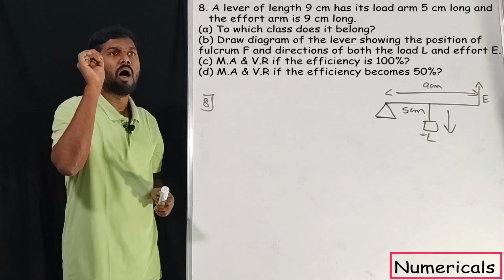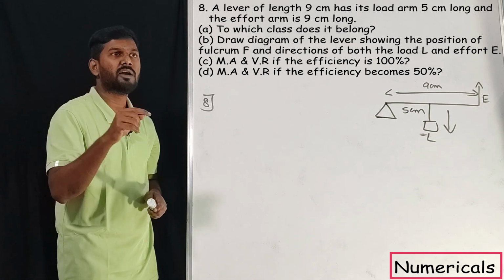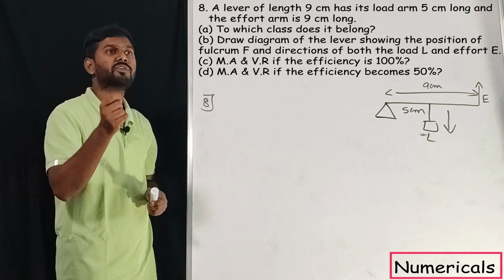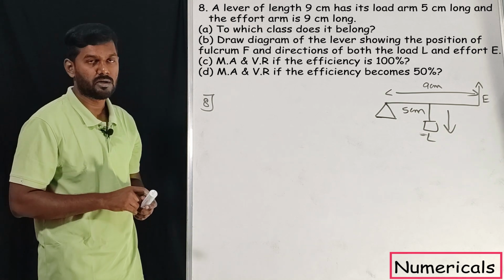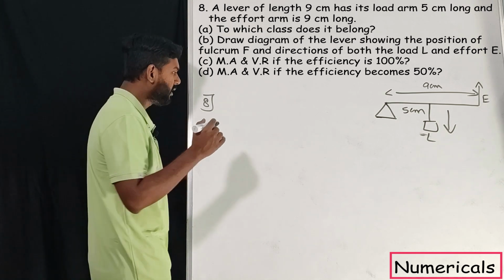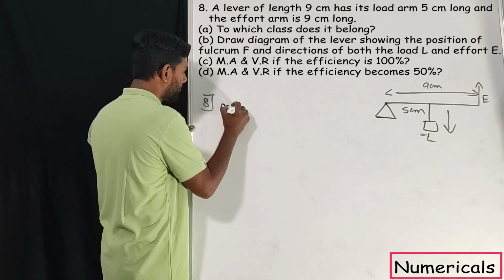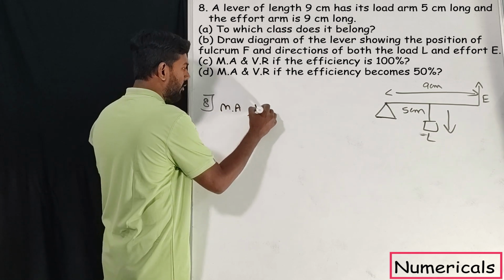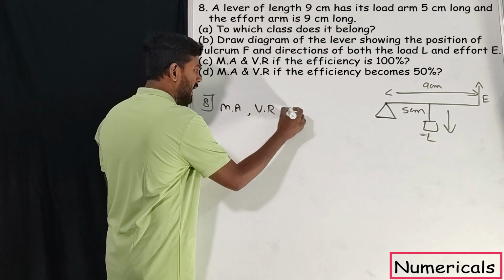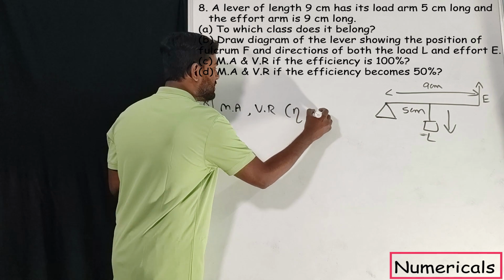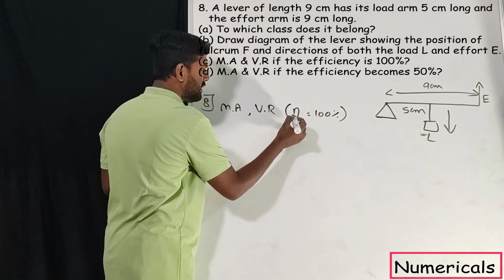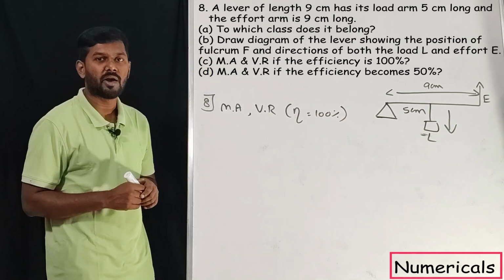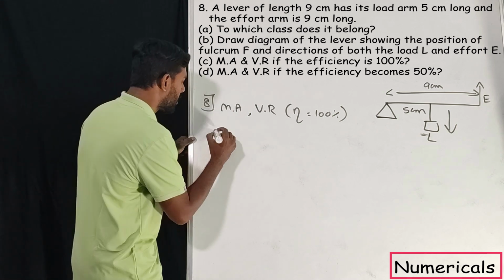Okay, next. What is the mechanical advantage and velocity ratio if the efficiency is 100%? So first we have to find the mechanical advantage, then the velocity ratio, and one hint is given: efficiency is given as 100%. This is the symbol for efficiency. First we will find the mechanical advantage.